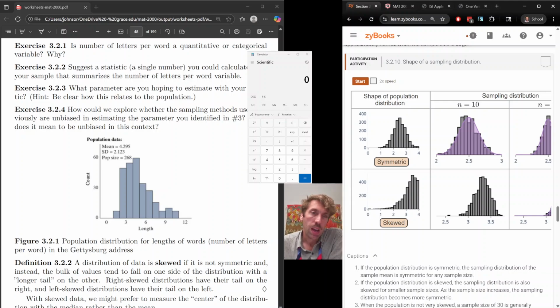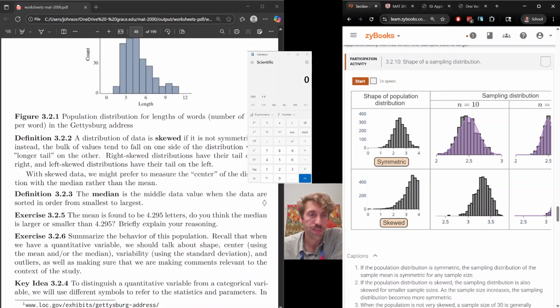Okay, how could we explore whether the sampling methods used previously are unbiased in estimating the parameter you identified in number 3? What does it mean to be unbiased in this context? That is going back to the last section where we talked about bias. So if you don't remember or if you're kind of confused here, you might need to go back to the last section and review what it means to be biased and what it means to be unbiased. But that's the situation we're looking for there.